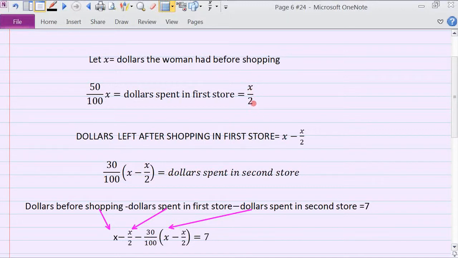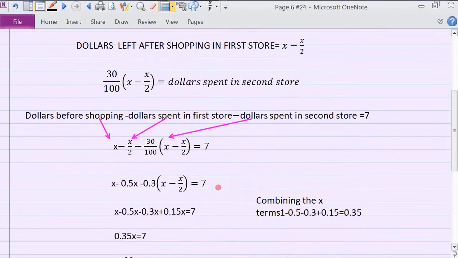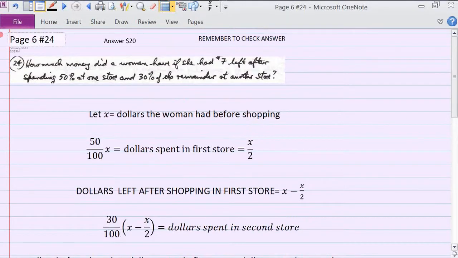This is what she spent in the first store, and this is what she spent in the second store. So, dollars before shopping was X. Dollars spent in the first store was X over 2. And dollars spent in the second store was 30% of the remaining amount, which is this. And that equals $7 because we're told that right over here.